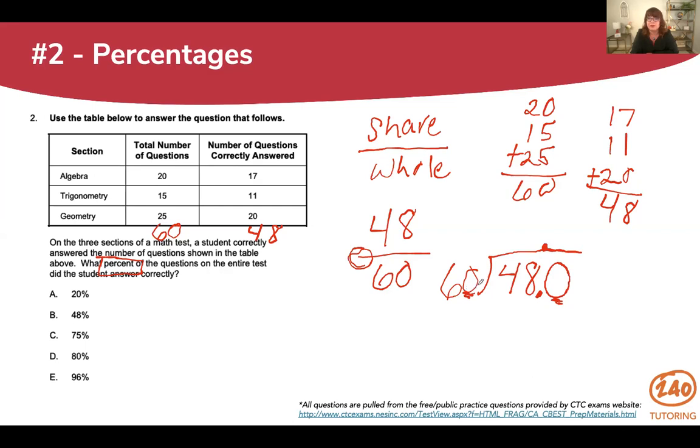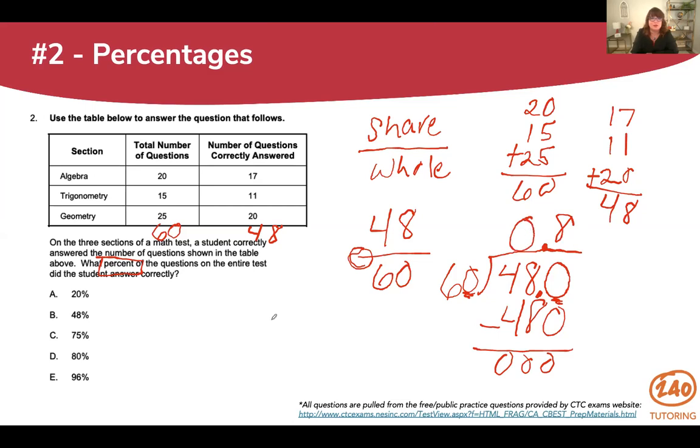48 divided by 6. Again, if you know your basic facts, really helpful. 6 times 8 is 48. So we're gonna have an 8 here. And then you can multiply it out to check yourself. 8 times 0 is 0. 8 times 6 is 48. Subtract, and we have no remainder. So we're really looking at this right here.